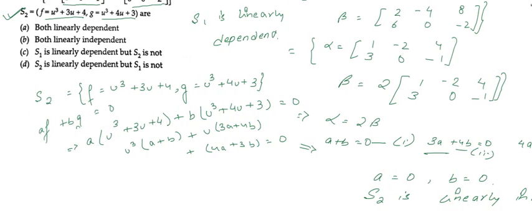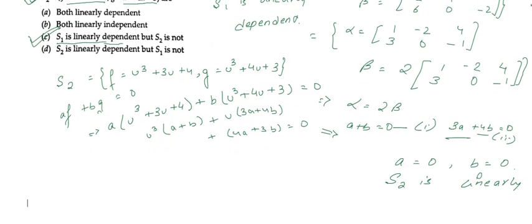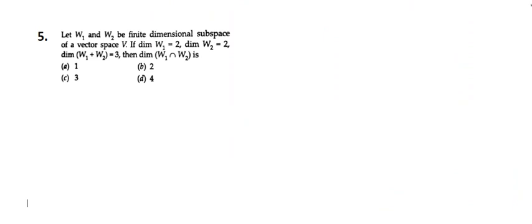So let's check which of the options matches with our answer. Here we can see that option C is matching with our answer, where S1 is linearly dependent but S2 is not. So our answer to question number 4 is C. So let's proceed to question number 5. So here is our question number 5.